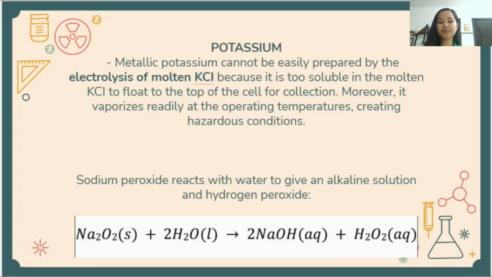Metallic potassium is soluble in molten potassium chloride. That's why it cannot be prepared easily by the electrolysis process. Moreover, it vaporizes readily at operating temperatures, creating hazardous conditions. Instead, it is usually obtained by the distillation of molten potassium chloride in the presence of sodium vapor at 892 degrees Celsius. And this is the reaction that takes place at this temperature.